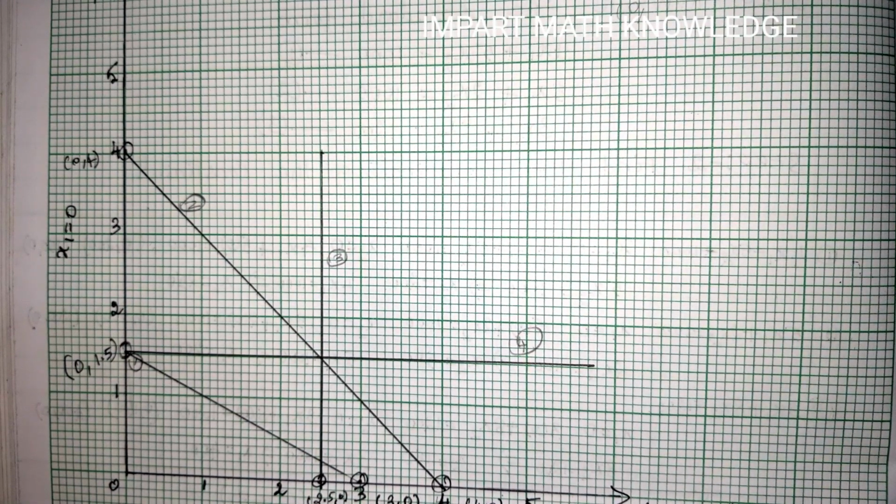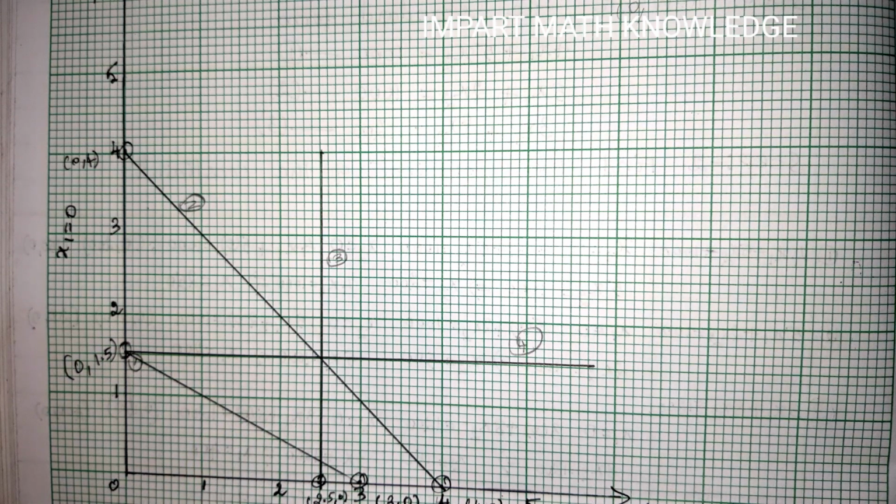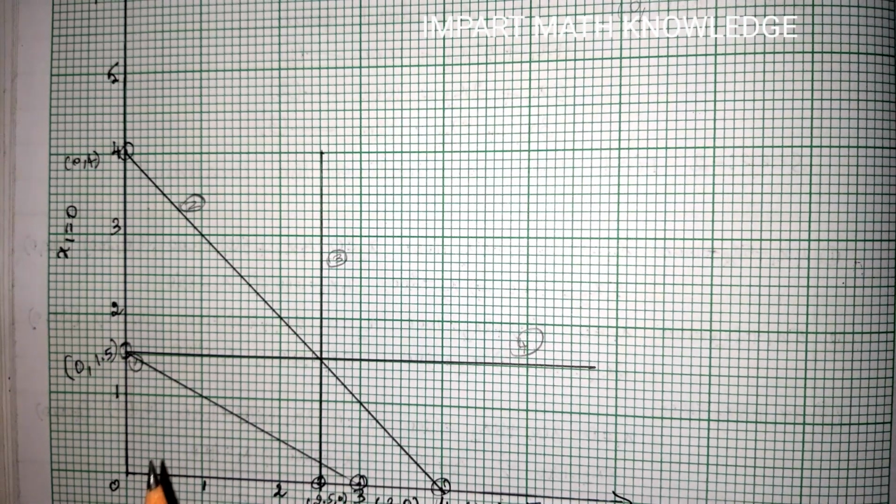Once we draw the straight lines, we have to go for identifying the feasible region. For identifying the feasible region, in the previous video I explained how to shade the region. For this problem, I will tell you the other method. For finding the feasible region, either we can use the shading method or the checking method. For this problem, I am going to explain the checking method.